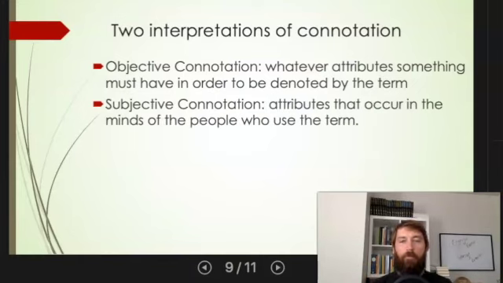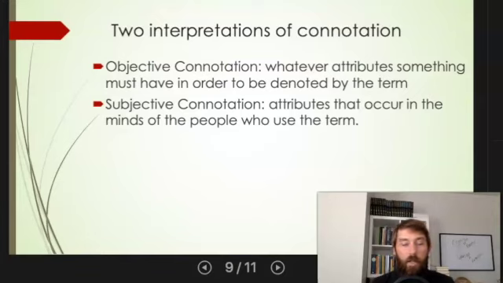Subjective connotation is going to allow for differences. So these are the attributes that actually occur in the minds of people who use them. Well, there are problems with both of these. The problem with the objective connotation is, how do we figure out what the objective connotation is? Does that mean that some people are wrong and some people are right when certain things are brought to mind when they hear the term? And how do we decide which ones are right and which ones are wrong? It's a really difficult question.